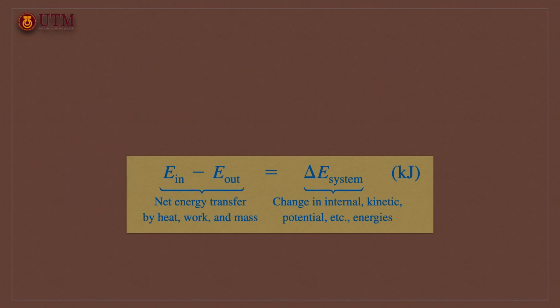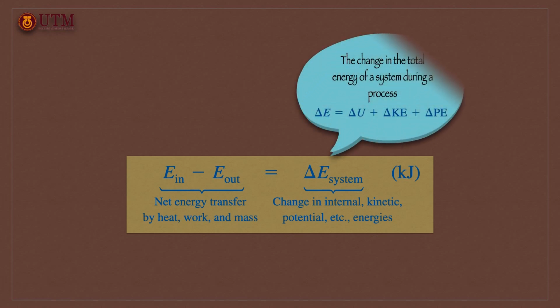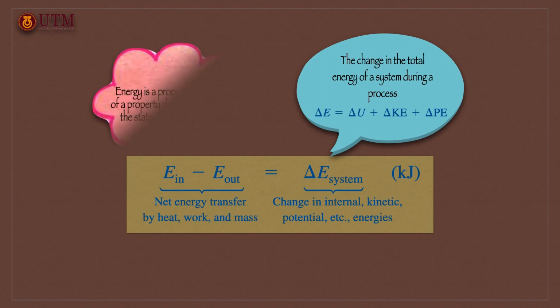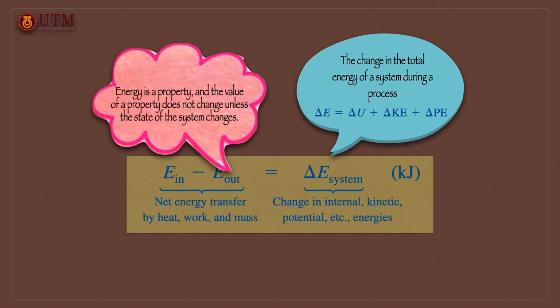Where delta E is the change in a system's total energy during a process. It is the sum of the changes in its internal, kinetic, and potential energies. Note that energy is a property, and the value of a property does not change unless the state of the system changes.